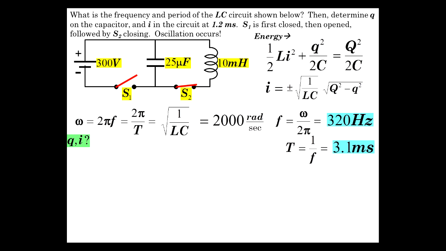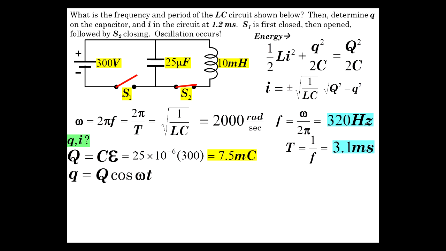There we go. Now, what's q at 1.2 milliseconds and i at 1.2 milliseconds? Well, Q is capacitance times the EMF. That's the maximum Q in the capacitor. 300 volts times the capacitance. That'll be the charge. That gives us 7.5 millicoulombs.